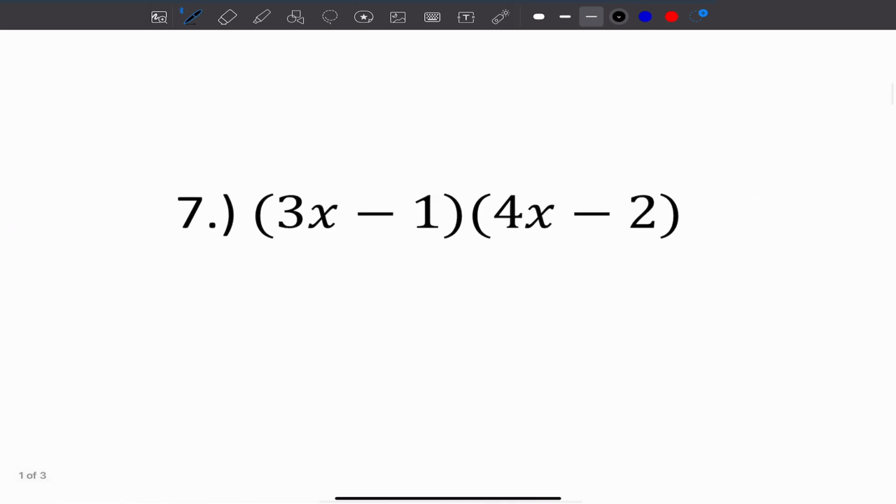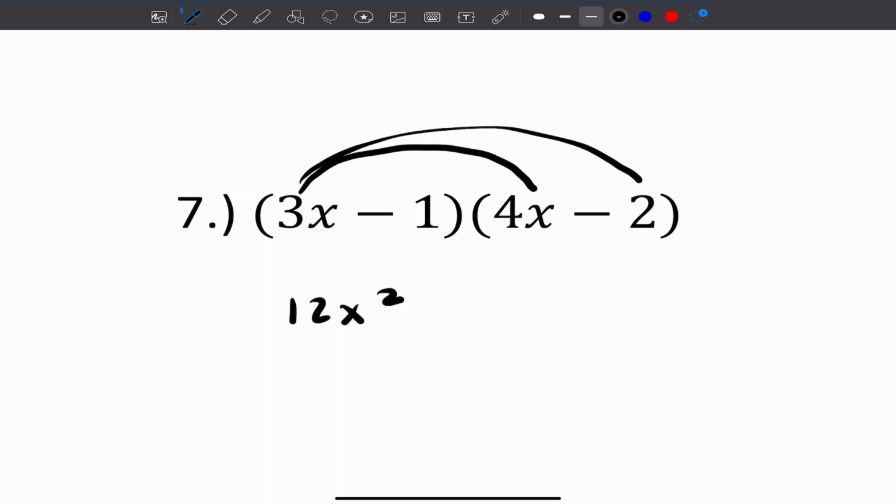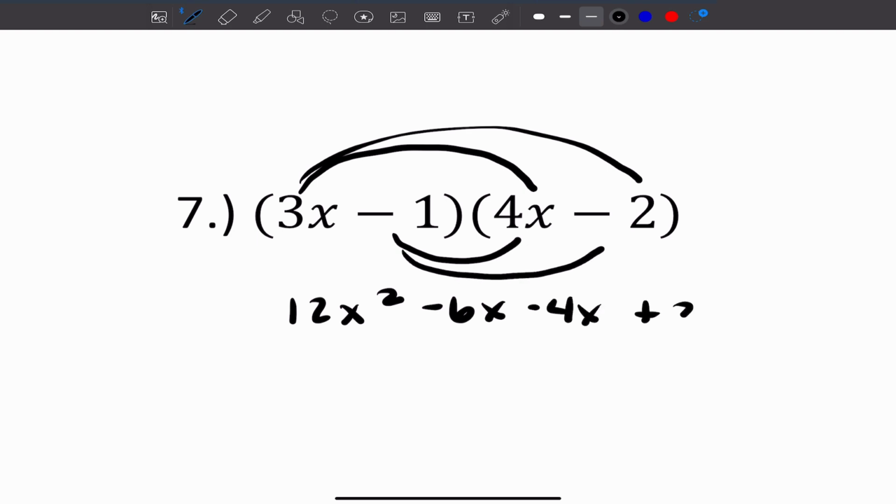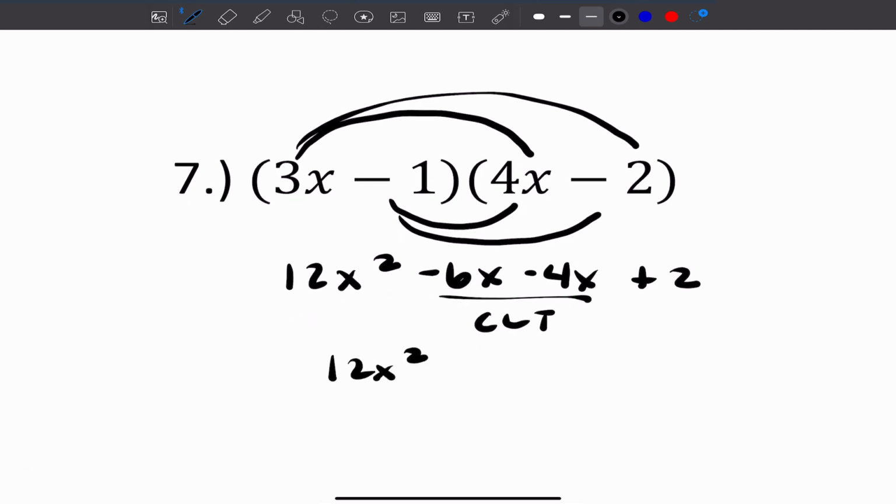Number 7. We have 3x times 4x. 3 times 4 is 12. X times x is x squared. 3x times negative 2 is negative 6x. Negative 1 times positive 4x is negative 4x. And then negative 1 times negative 2 is positive 2. This is where I'm going to combine the like terms. 12x squared minus 10x plus 2.